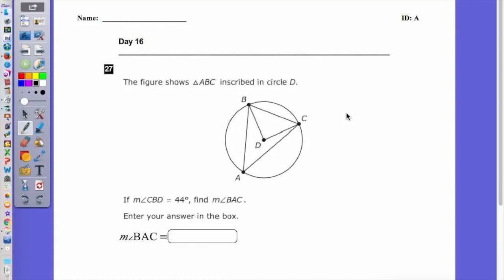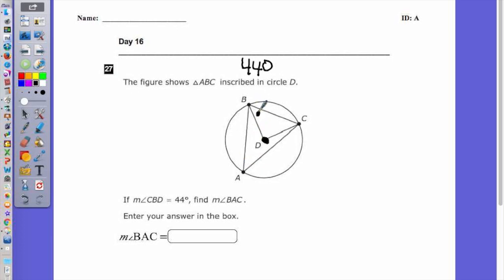So the figure shows triangle ABC inscribed in circle D. When they call it circle D and use that letter, that tells us that D is the center of the circle. Angle CBD is 44 degrees. They want us to find BAC. So we're going to have to do some legwork to get there.